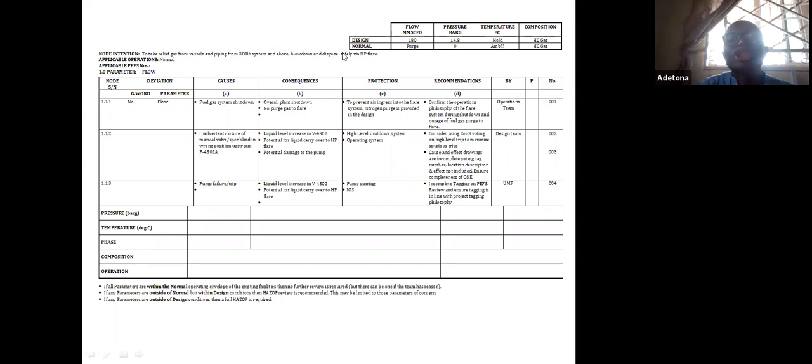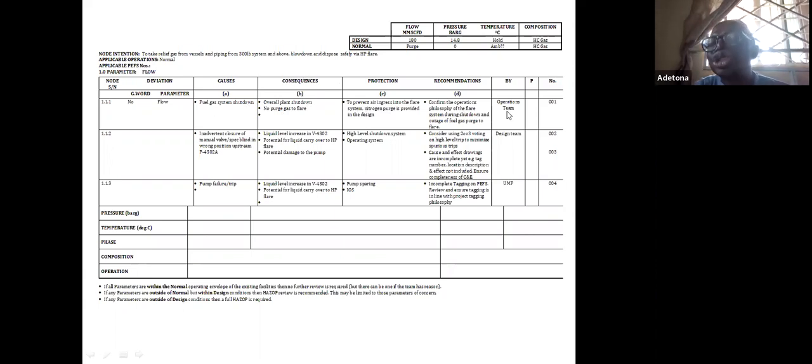Then what are the protections? When we are capturing these consequences, you assume no protection. So you just put it down as it is. Then the next thing, you look at the protection to prevent air ingress into the flare. Okay. You have to introduce purge gas and so on and so forth. Then you ask yourself, is this adequate? Okay. You know what could be in play if you don't have purge gas in the flare. You have explosion and so on and so forth. Is this protected? If not, then you come out with this recommendation.